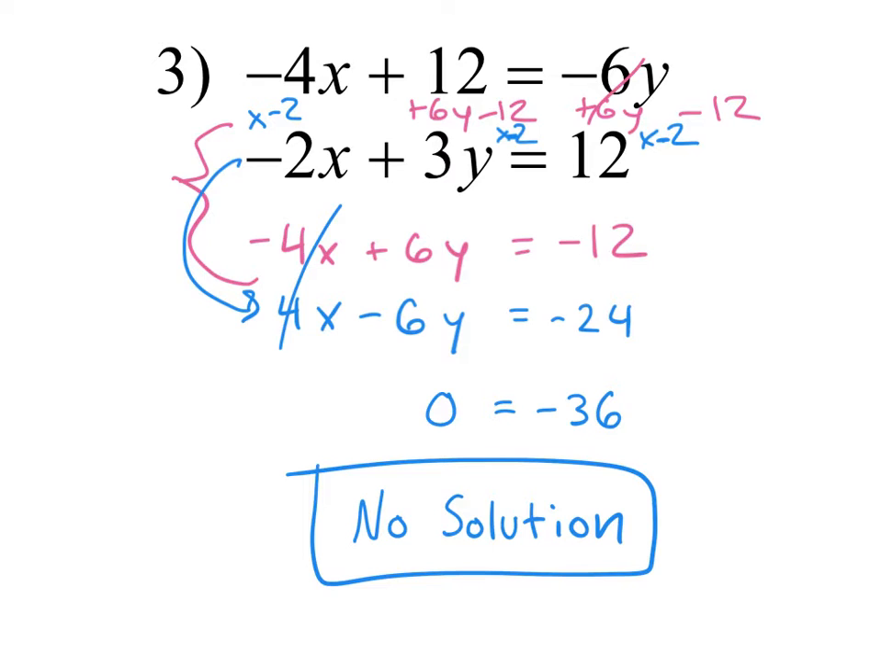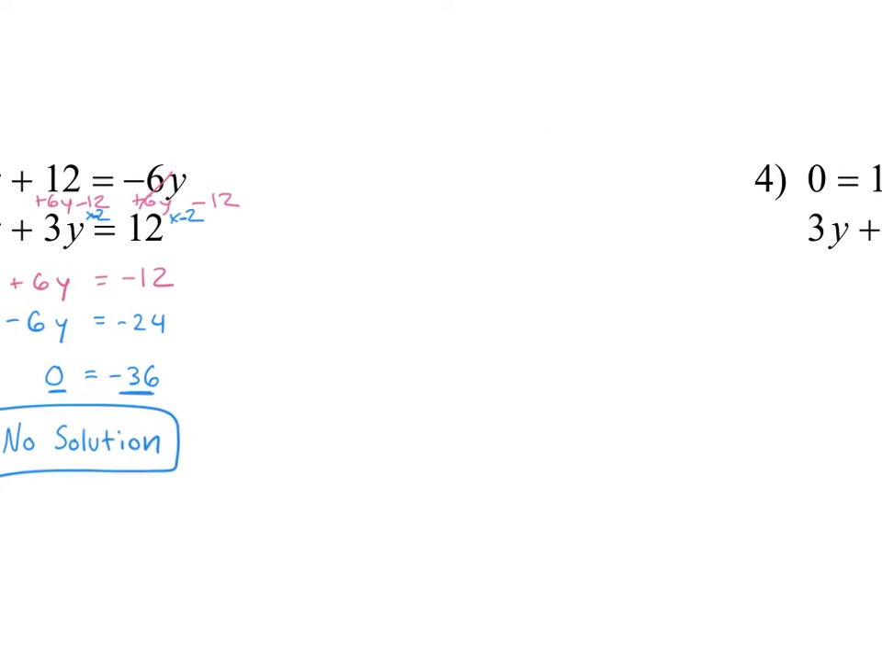So when both your terms end up canceling out, and you get 0 is equal to some number that's not 0, it's no solution. Any questions here? All right, let's look at number 4.